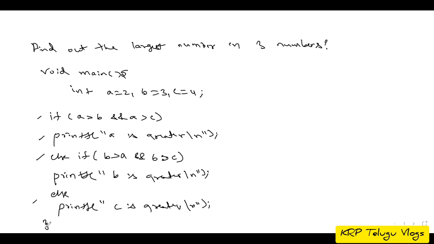Okay, so now a greater than b and a greater than c is false, so it will come to the else part. Then b greater than a is true, but b greater than c is false. True and false is false, so it will not go inside. It will come to the else part and print C is greater. Clear? Yes, sir.